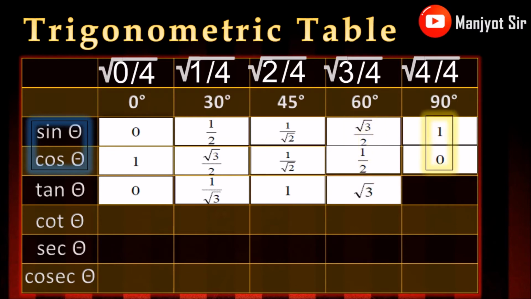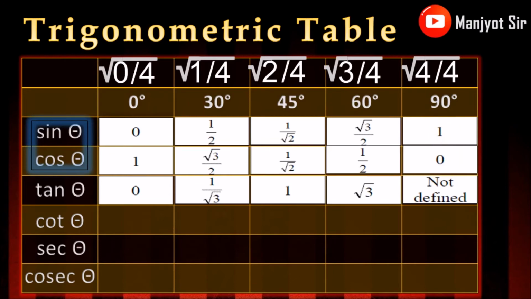And the last value, 1 upon 0. We all know that 1 upon 0, if 0 is in the denominator, the value can't be found out. So we'll keep it as not defined since 0 was in the denominator. Always remember this, whenever 0 is in the denominator we cannot find its value, so we'll write not defined.